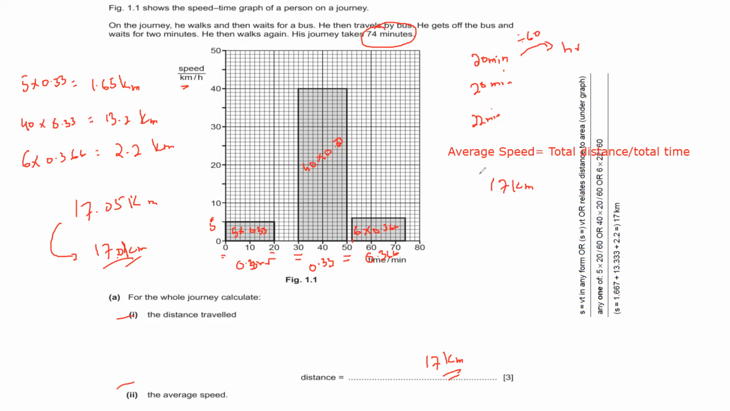But the unit of speed can be kilometer per hour or meter per second. So if we are calculating in kilometers per hour, time should be in hours. So we have to convert these 74 minutes into hours. 74 divided by 60 will be 1.233, a recurring decimal again. So when you divide, what's the final answer? 17 divided by 1.233. What's the final answer?